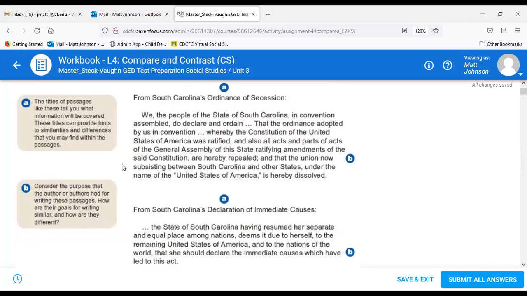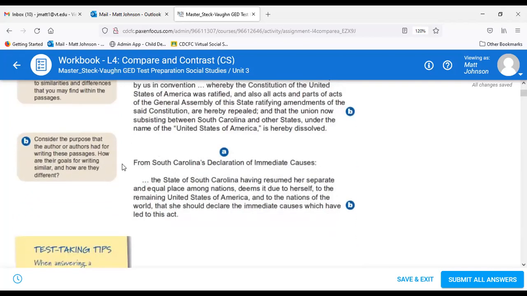The second part here from South Carolina's Declaration of Immediate Causes says, the state of South Carolina, having resumed her separate and equal place among nations, deems it due to herself, to the remaining United States of America, and to the nations of the world, that she should declare the immediate causes which have led to this act.